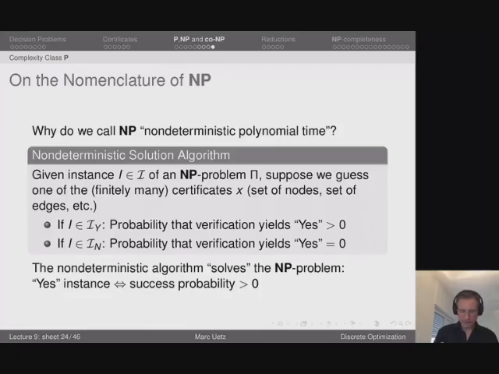Okay, so the non-deterministic polynomial time algorithm solves this NP problem already when the success probability is strictly larger than 0 if and only if the instance was a yes instance. Another way of thinking about it is that the non-deterministic algorithm has this guessing device that allows us to guess the right certificate among the set of certificates.